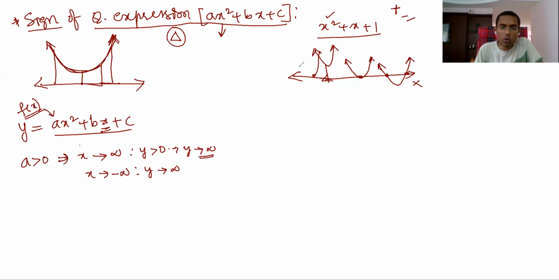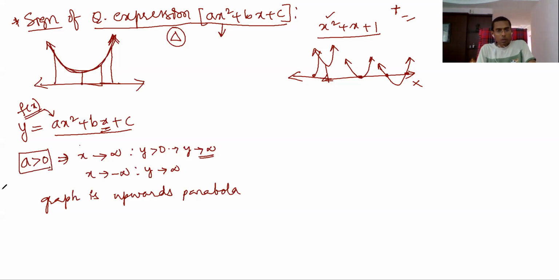If a is greater than 0, this whole value ultimately approaches plus infinity. So that means the graph is an upwards parabola. This you should understand: if a is greater than 0, the graph is an upwards parabola. Okay, this is the first point.